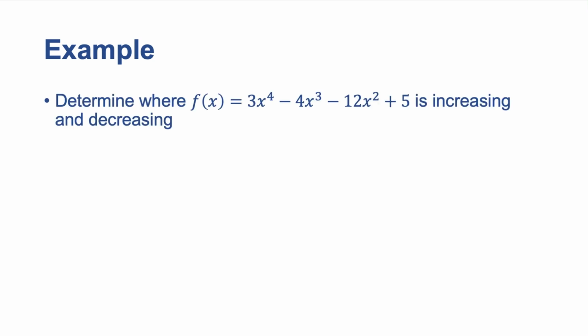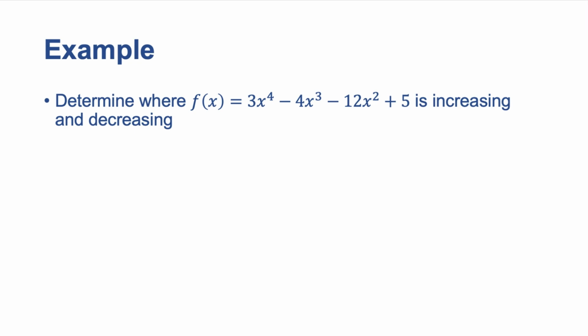So this is going to be a little bit tedious, but we should be able to get through it. They are telling us to determine where f of x equals 3x to the fourth minus 4x to the third minus 12x squared plus 5 is increasing and decreasing. Okay, so first what we should do is find our derivative and find our critical points.